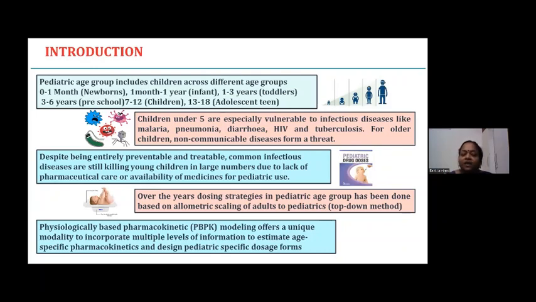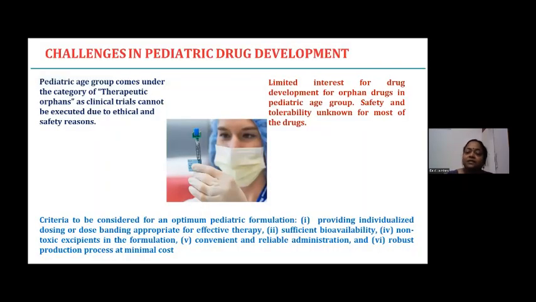Physiologically based pharmacokinetic modeling, like PBPK modeling, offers a unique modality to incorporate multiple levels of information to estimate the exact age-specific pharmacokinetics and design pediatric-specific dosage forms also. Not only the dose, it also supports designing new dosage forms. So quickly we will see why this is required and what is its current importance in developing the model for pediatric dosage forms. These are some of the challenges which are there for developing a drug for pediatrics.